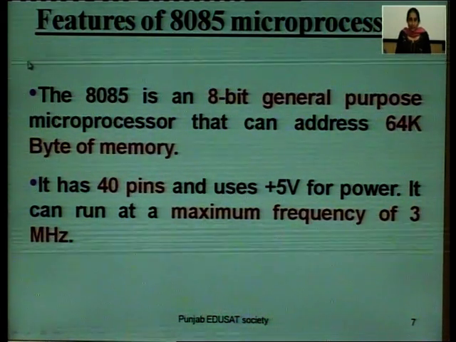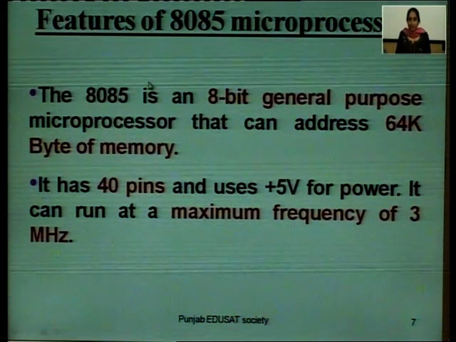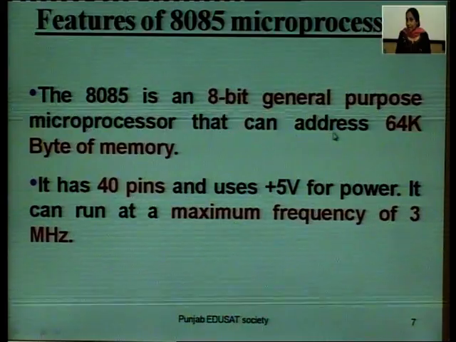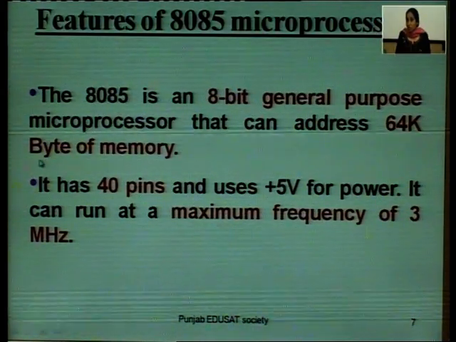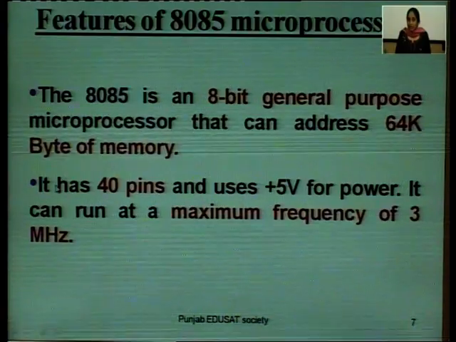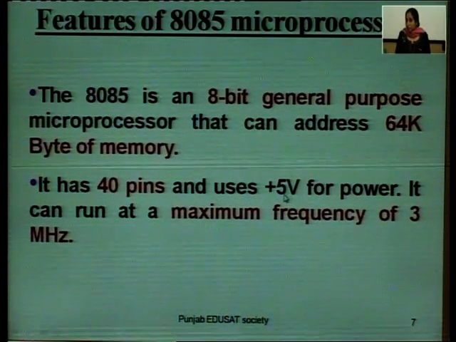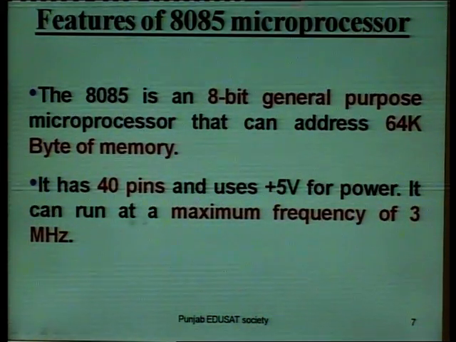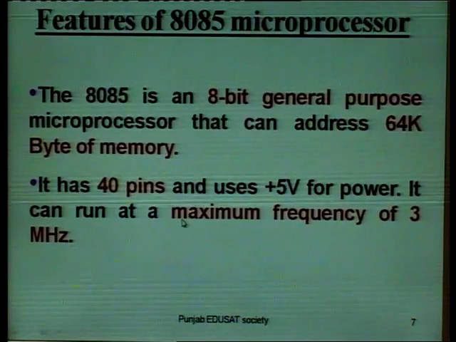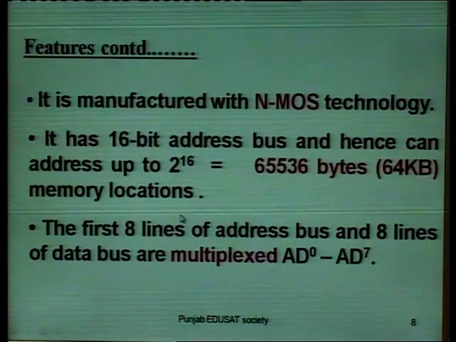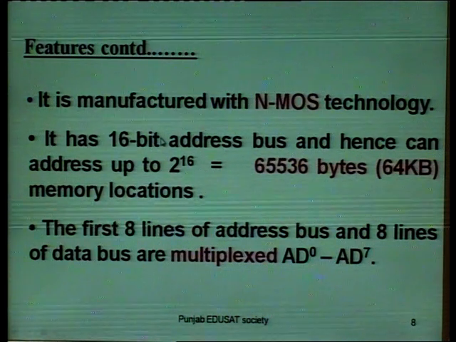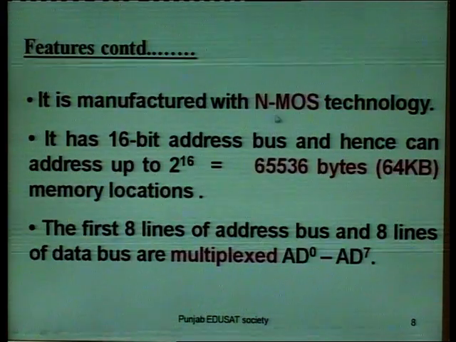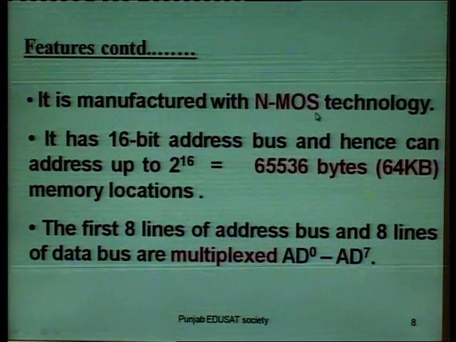Features of 8085 microprocessor. The 8085 is an 8-bit general purpose microprocessor that can address 64 kilobyte of memory. It has 40 pins and uses positive 5 volt for power supply. It can run at a maximum frequency of 3 megahertz. It is manufactured with NMOS technology, that is N-channel metal oxide semiconductor technology.